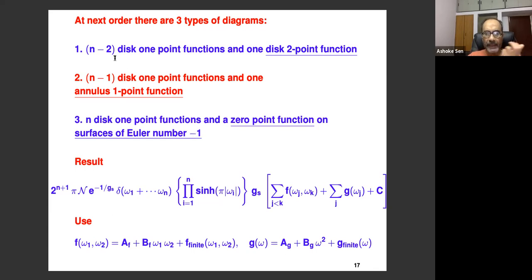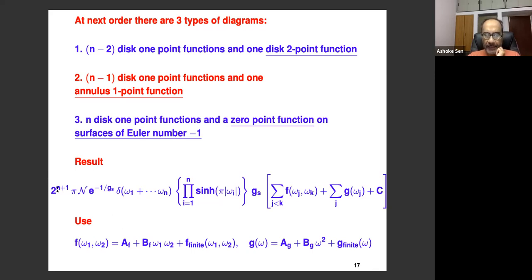Now you might ask, what about n-3 disk 1-point functions and one disk 3-point function? Of course, these diagrams are very much present, but their contribution is of order gs squared. The way to see it is that each of the n-3 disk 1-point functions gives gs to the 0, and a disk 3-point function gets a 1 over gs from the disk and 3 factors of gs from the 3 closed string vertex operators. So that's gs squared, and they don't contribute to order gs. So it's easy to convince yourself that to order gs, these are the only 3 contributions.